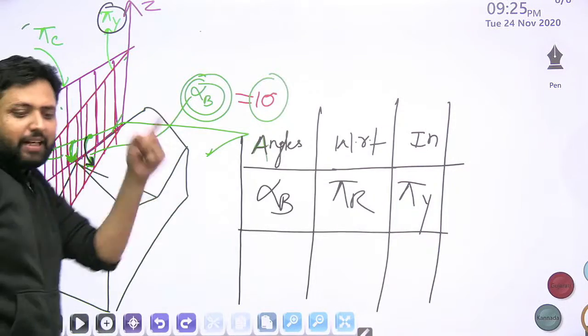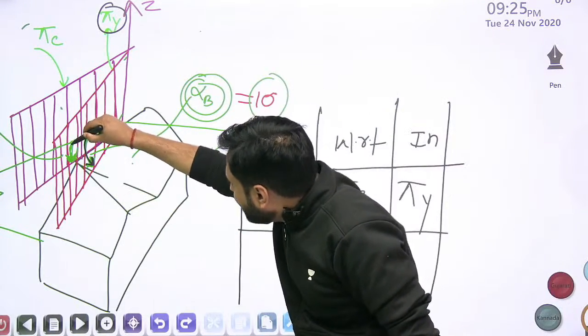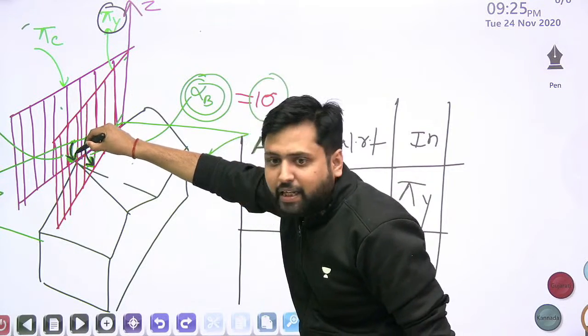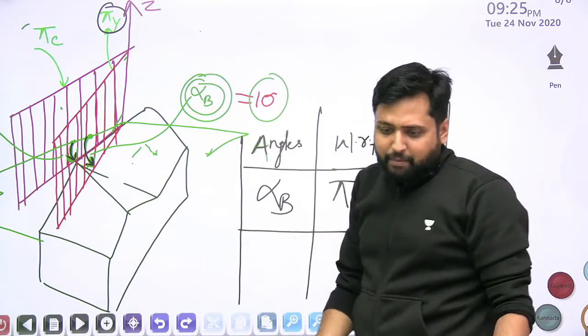Inclination angle is the brother of back rake angle. Inclination angle, which is here, this is the brother of back rake angle, but it is younger brother.